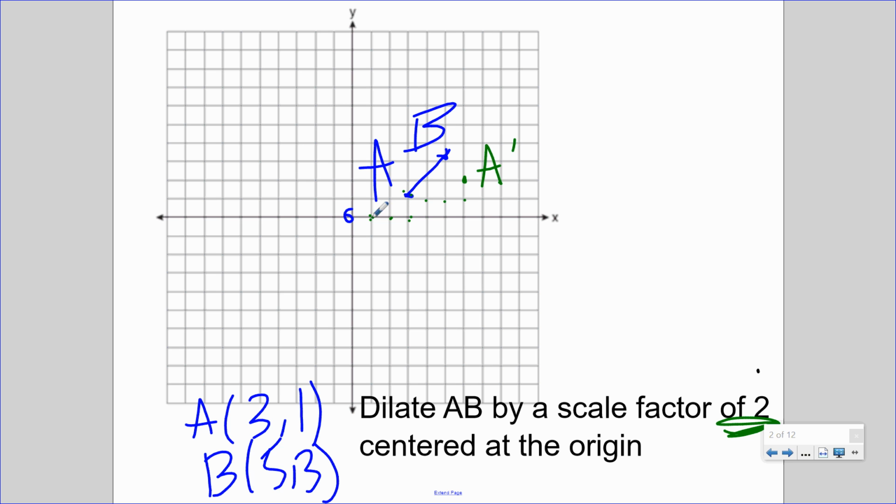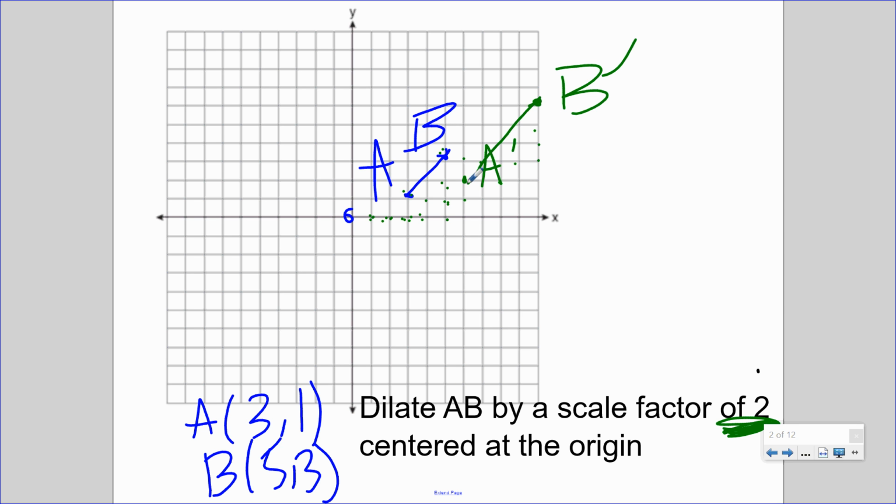For B, 1, 2, 3, 4, 5, and 1, 2, 3. Do that twice. 1, 2, 3, 4, 5 and 1, 2, 3. And there it is. Now, there's a couple of things that I want to conclude from this.